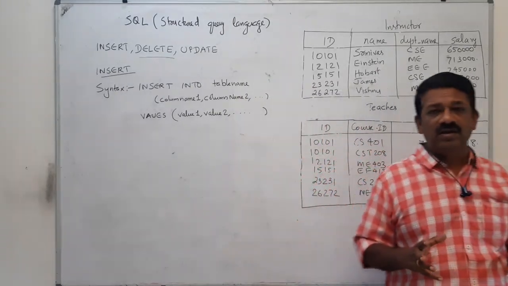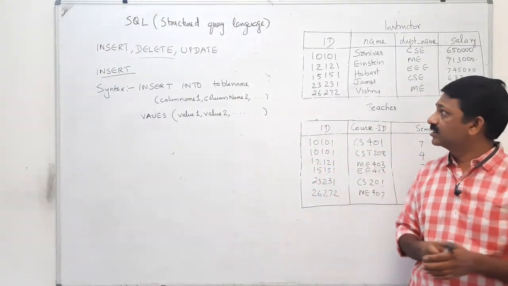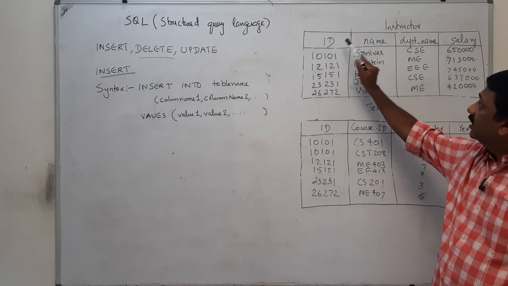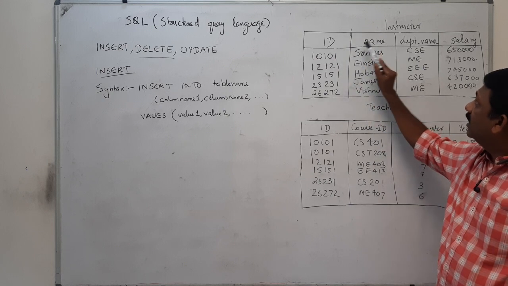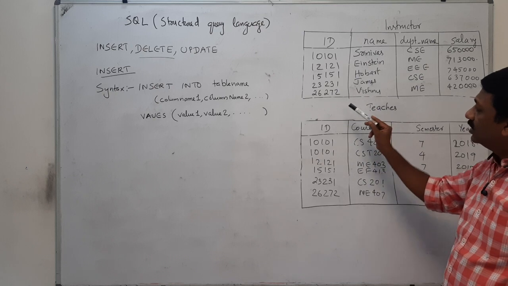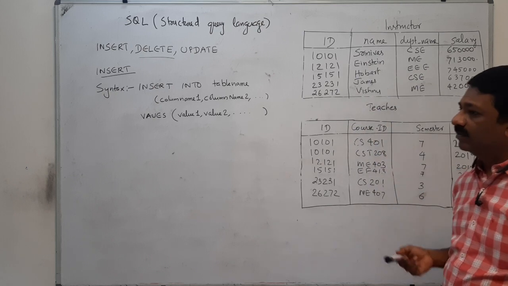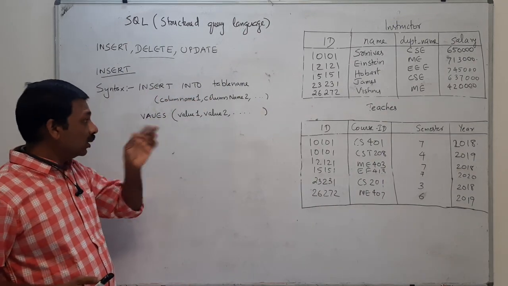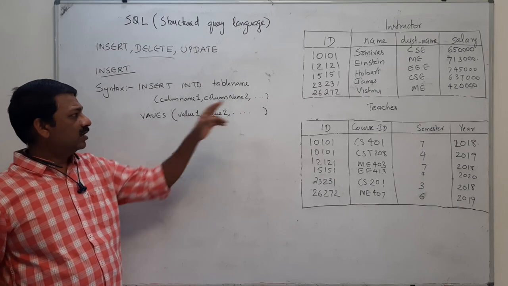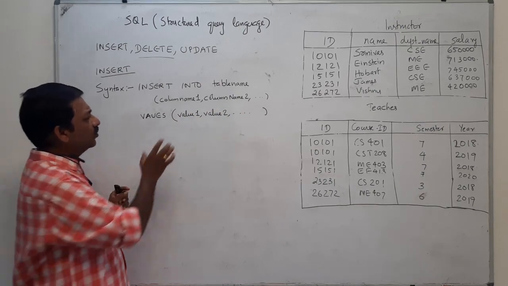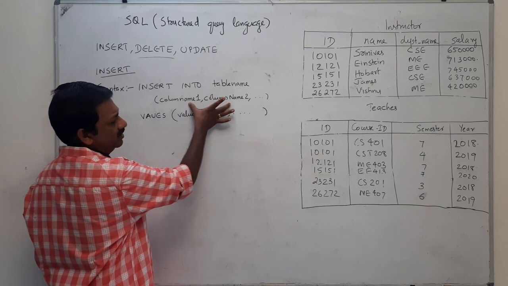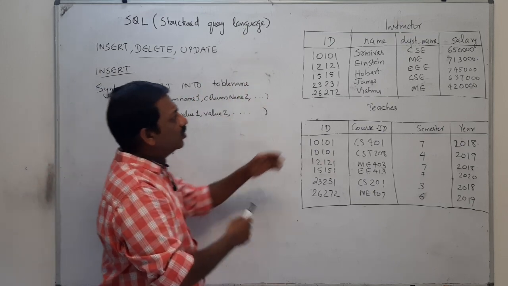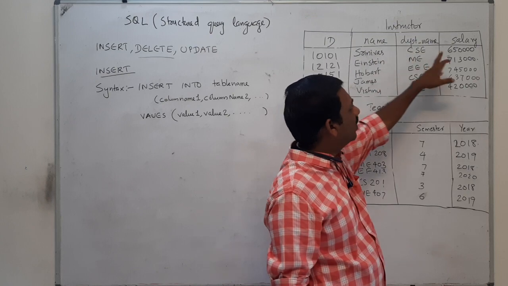Once you have a table, if you want to insert data into the database, for example, you have a table named instructor, and it has attributes ID, name, department name, and salary. If you want to insert data into this table, you can have a statement like insert into table name, column name 1, column name 2, etc., values. If you are not using these column names, it is expecting values in that order: ID, name, department name, salary.